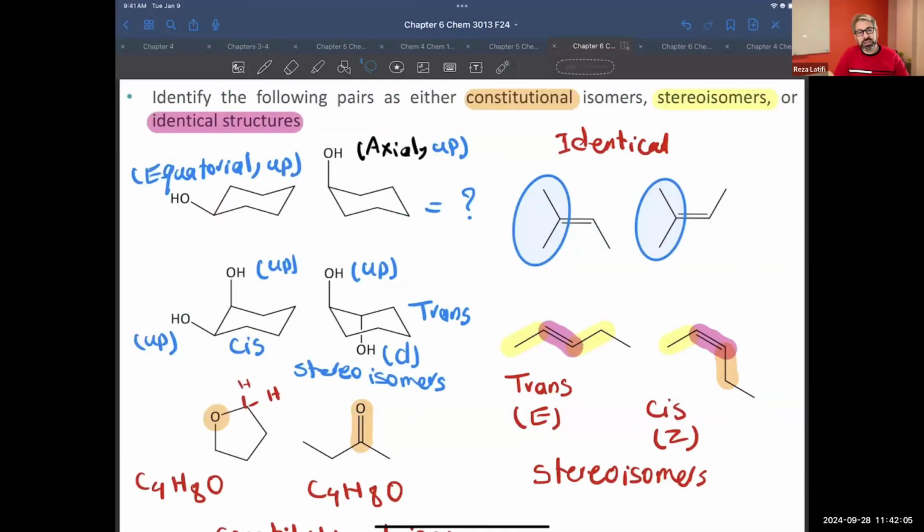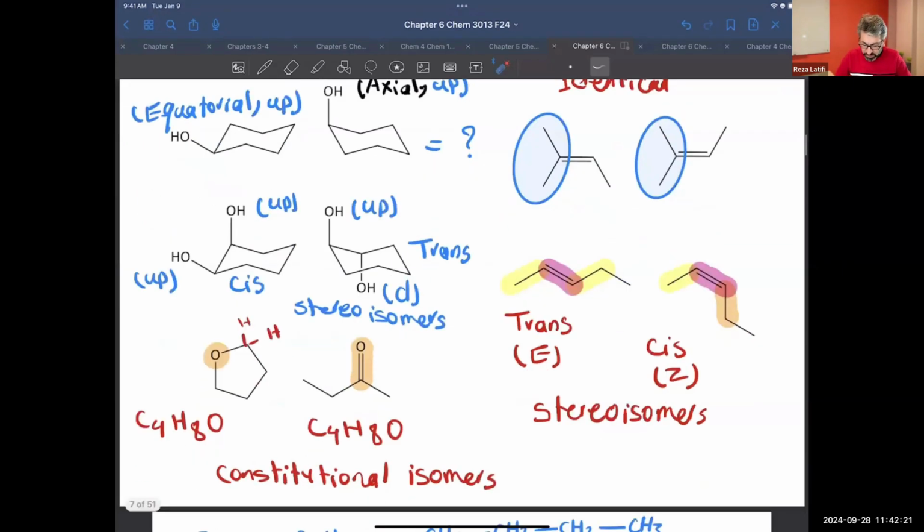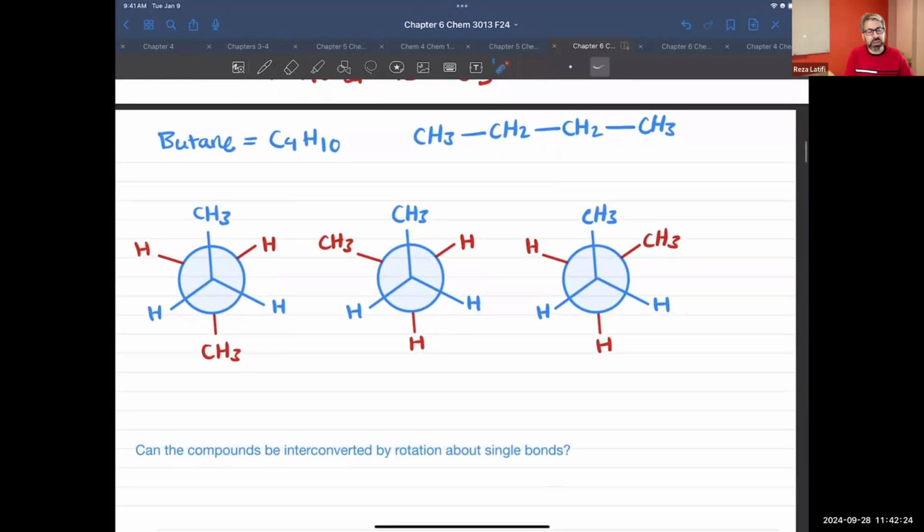Welcome back. Last time I left you with this example. I said assign whether we have identical structure, constitutional isomers, or stereoisomers. In order to answer this question, I'm going to practice some examples for you, and then we will go after it. Here we have butane.